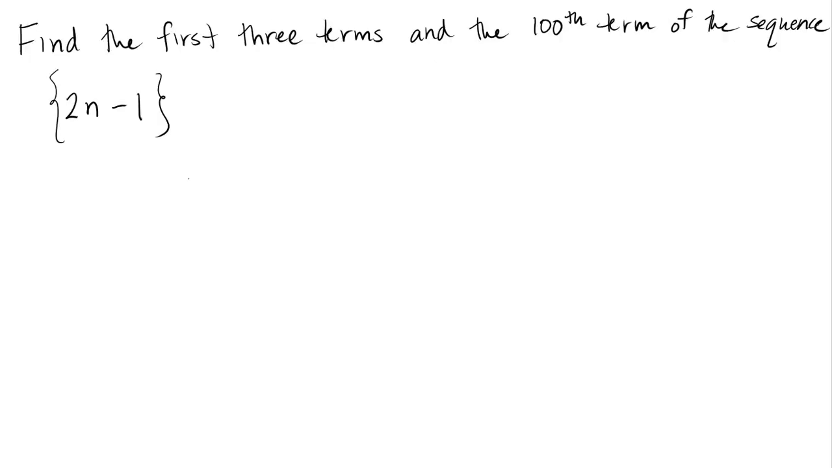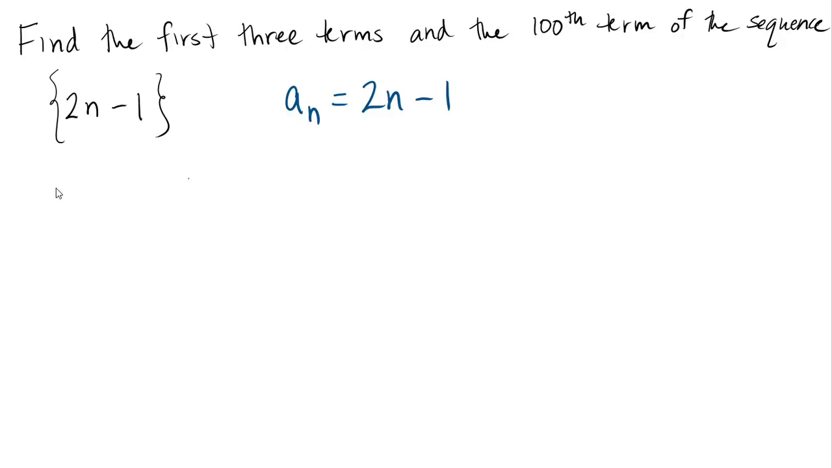So for example, here we're asked to find the first three terms and the 100th term of this sequence generated by the formula 2n minus 1. The curly braces here indicate that this is the formula that generates the terms of the sequence. Another way to say this is that the nth term a sub n is defined by 2n minus 1. We're told to find the first three terms and the 100th term.